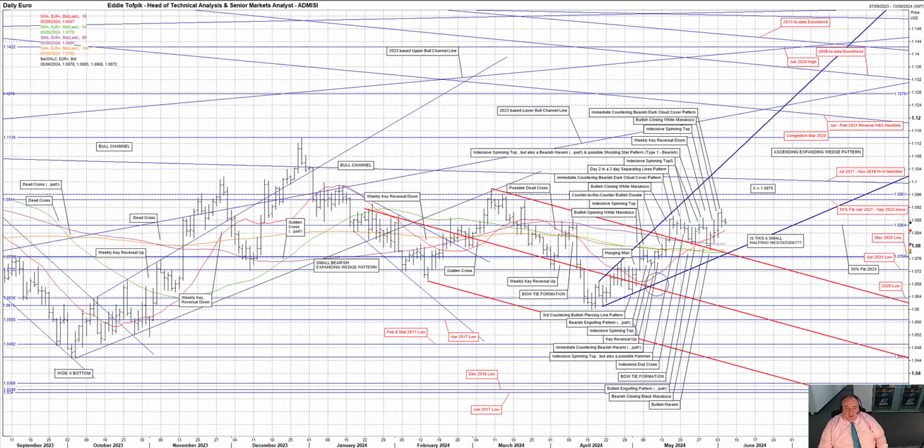Euro dollar. An immediate countering bearish dark cloud cover pattern yesterday with a new high not seen since mid-March. The base of the action was on the 50% Fibonacci line for 2023 at 108.64. And topside we have the 50% Fibonacci line of the January 2021 to September 22 move at 109.44.